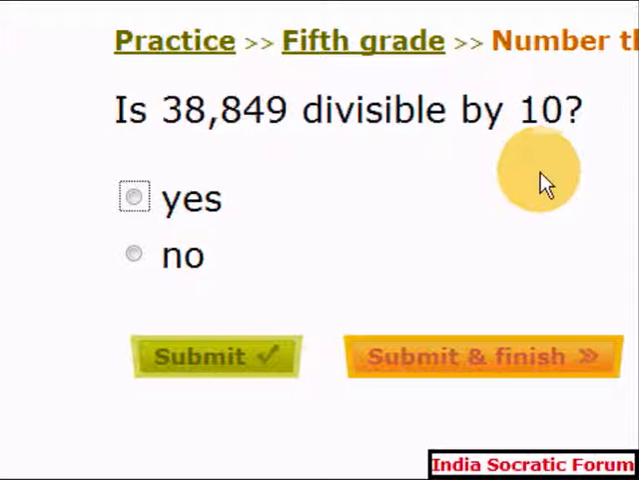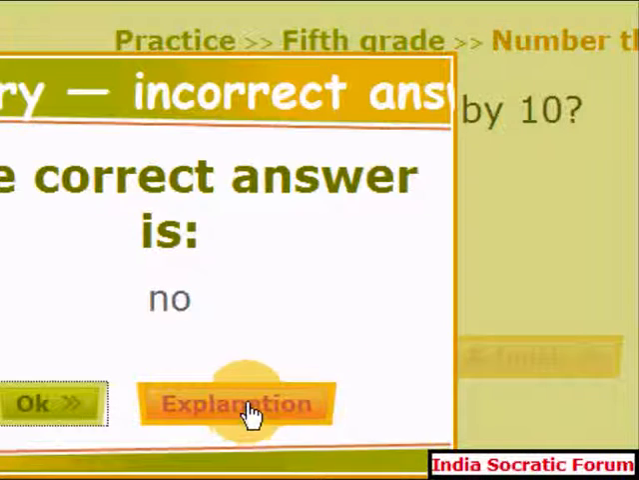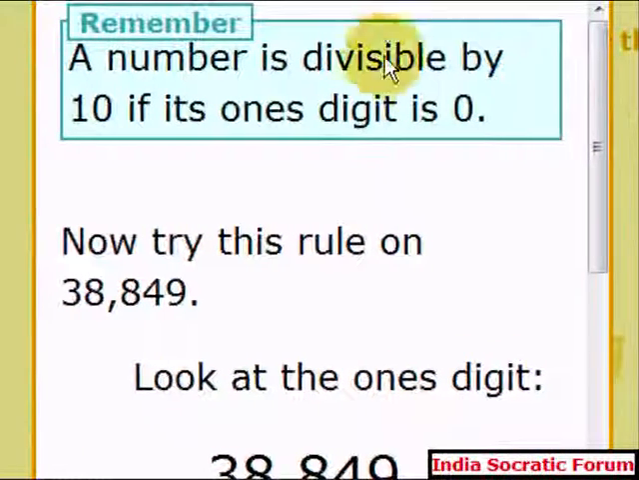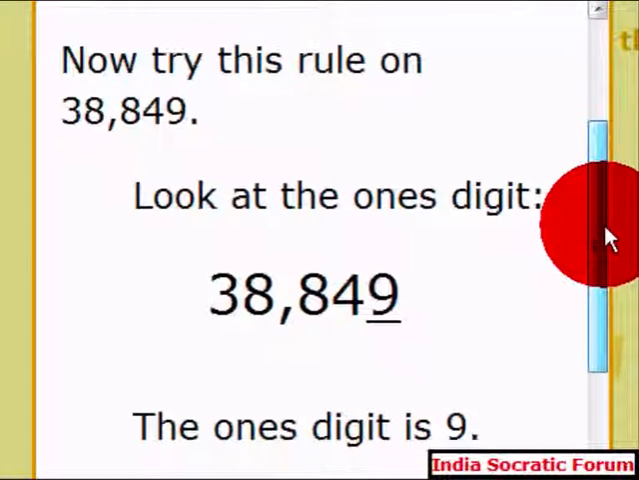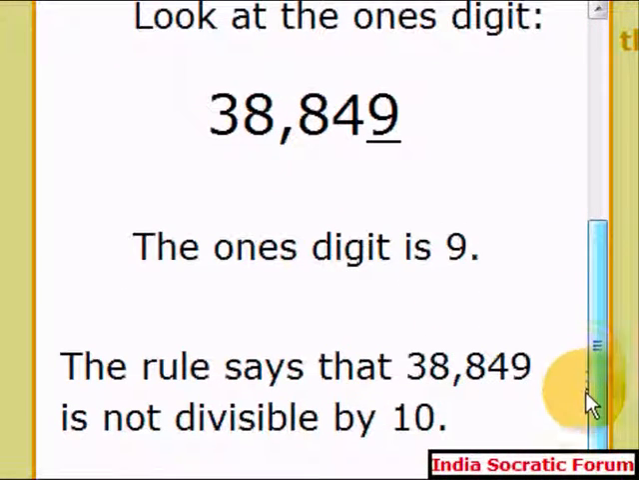Is 38,849 divisible by 10? Answer is no. Do you know the reason? A number is divisible by 10 if its ones digit is 0. Now try this rule. Look at the ones digit. The ones digit is 9. The rule says that 38,849 is not divisible by 10.